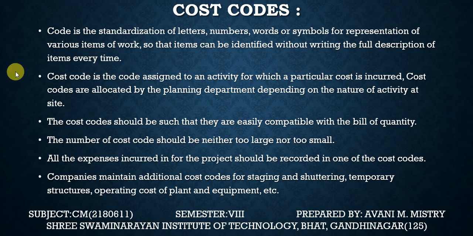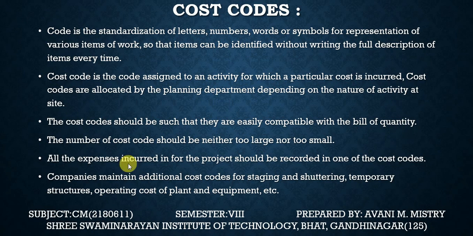That means the various items of work related to this item are indicated by letters, numbers, words and symbols. Okay, a cost code is the code assigned to an activity for which a particular cost is incurred. Cost codes are allocated by the planning department depending upon the nature of the activity at the site. According to the nature of the activity, the cost is allocated to a particular item under a cost code.